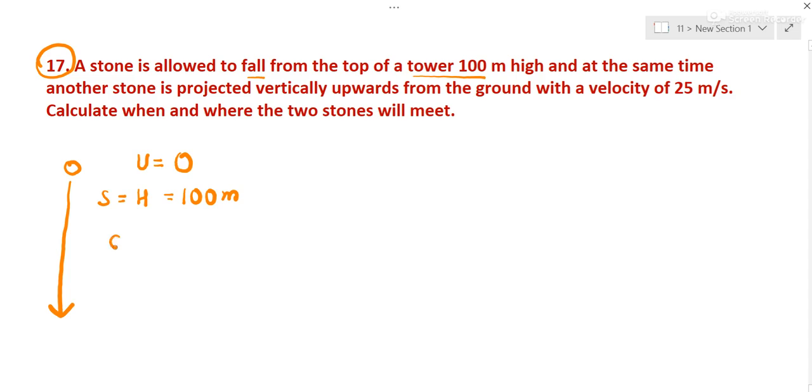Okay, because it is coming down, so acceleration would be positive. We can take, for convenience, 10. So it is 10 meter per second square.